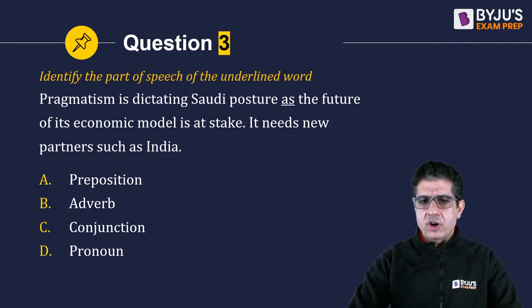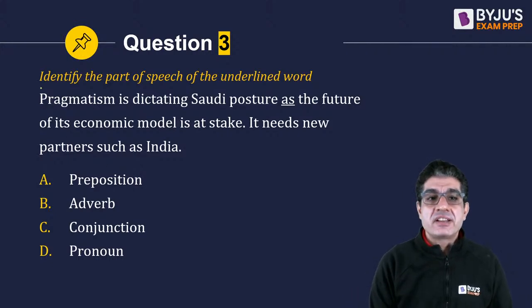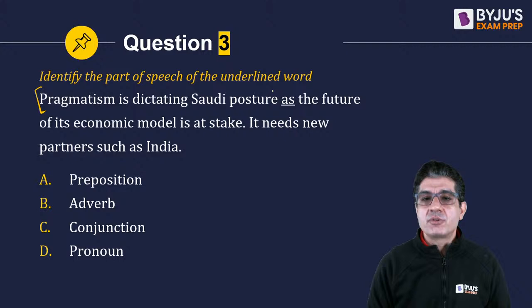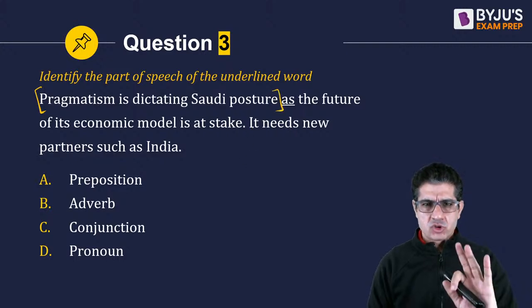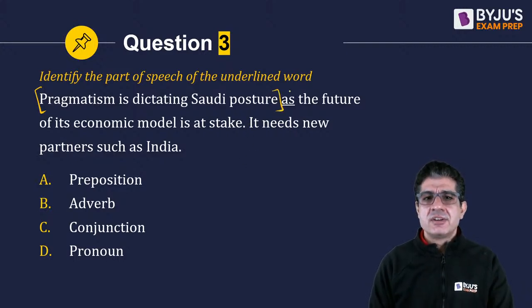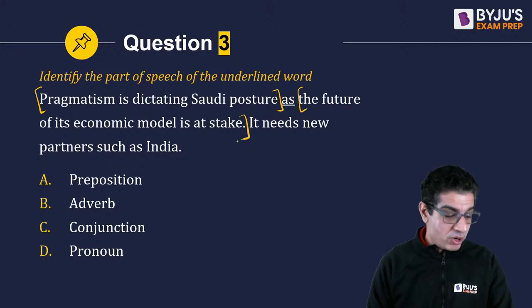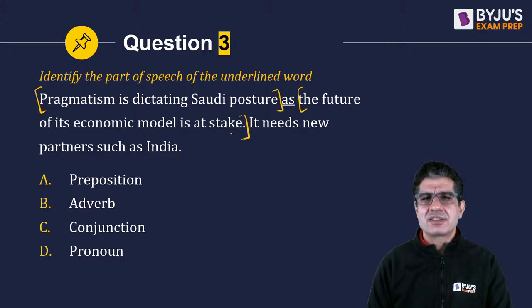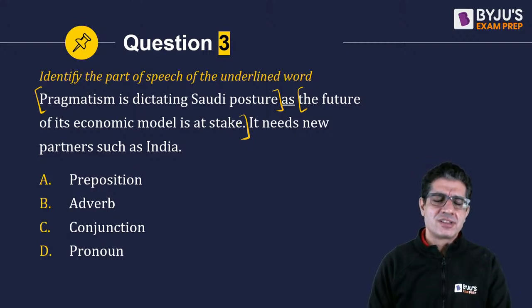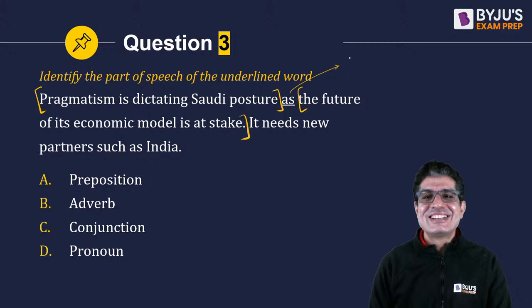All right. Arre Baba. So pragmatism is dictating Saudi posture. So you notice this is a clause. The future of its economic model is at stake. That is another clause. How are these two clauses being joined? They're joined using as, which here is acting as a conjunction that gives you reason.